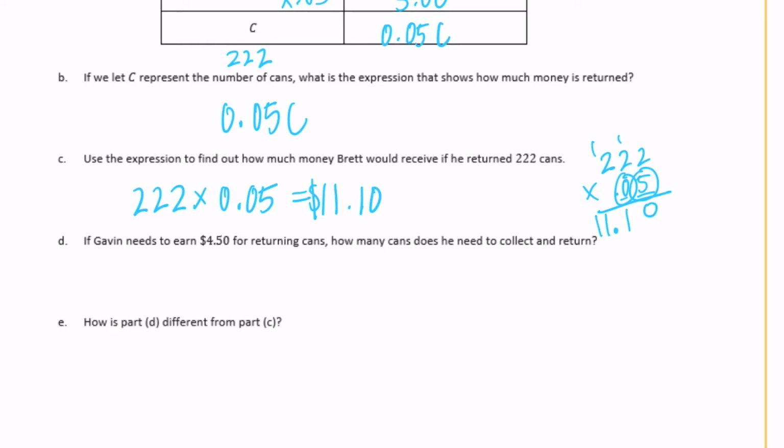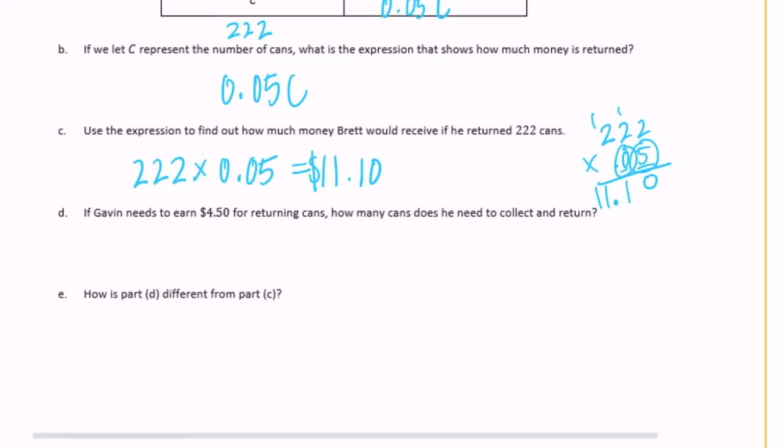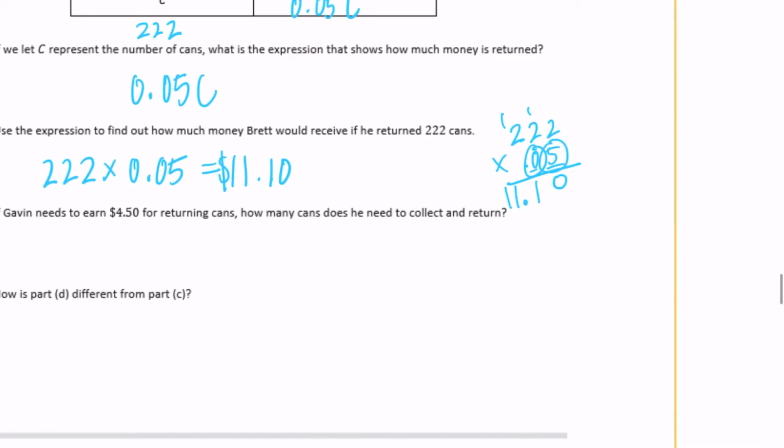If Gavin needs to earn $4.50 for returning cans, how many cans does he need to collect and return? So now it's going the opposite way. So instead of multiplying by 5/100, we need to divide by 5/100 because we know the amount of money, but not the number of cans. So let's do 450 divided by 5/100.